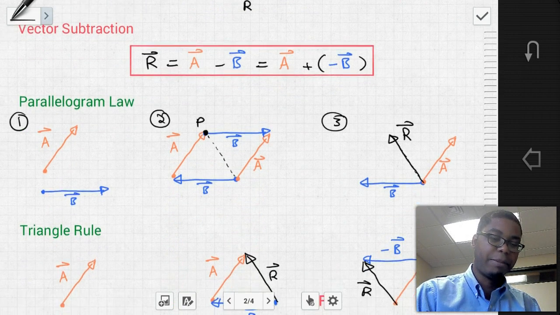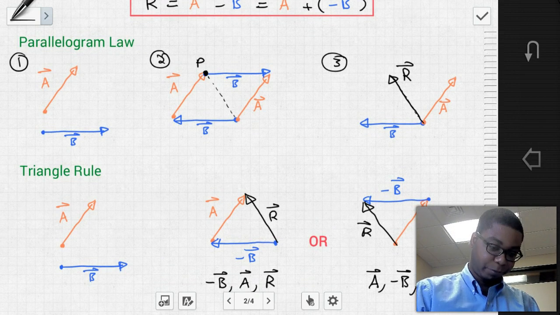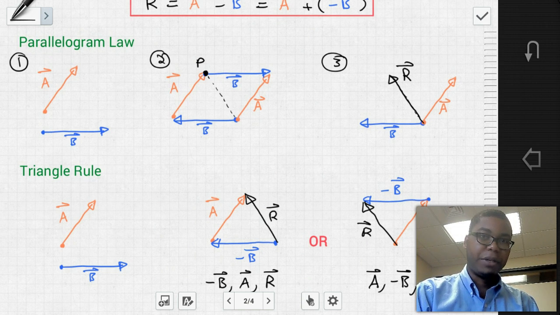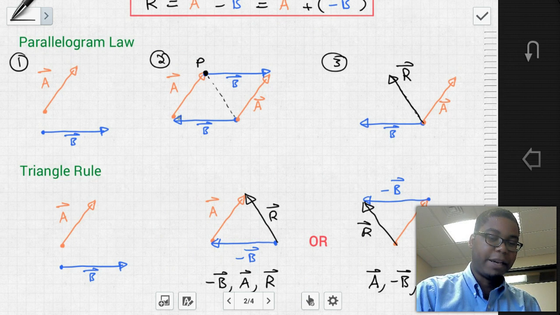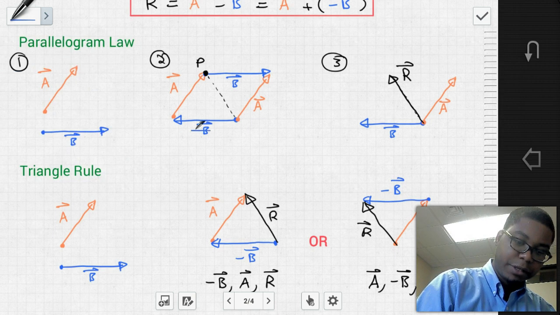Let's use the parallelogram law and the triangle rule to try to subtract vectors. So let's look at the parallelogram law. We've got two vectors, a vector A and a vector B, and we want to subtract vector B. So what are we going to do? Well, the first thing we need to do is change the sense of vector B, because it's a negative vector now. So we change the sense of vector B to make it opposite to its normal sense. So let me put this here, negative B.